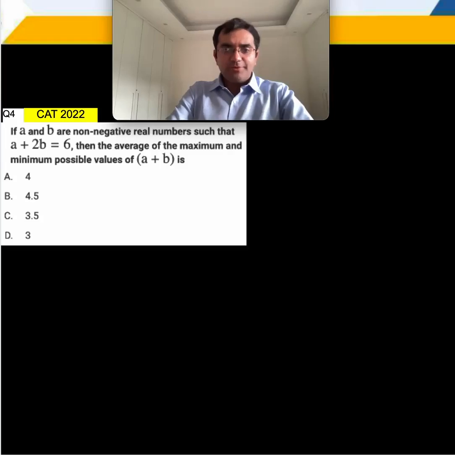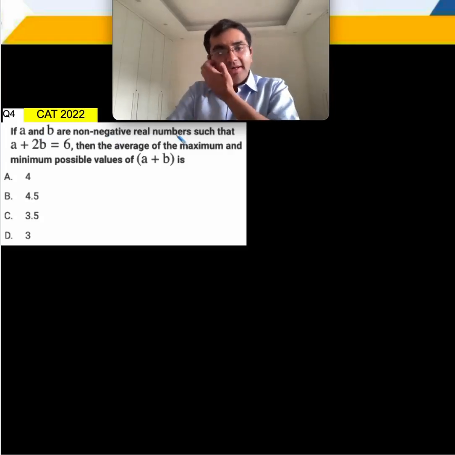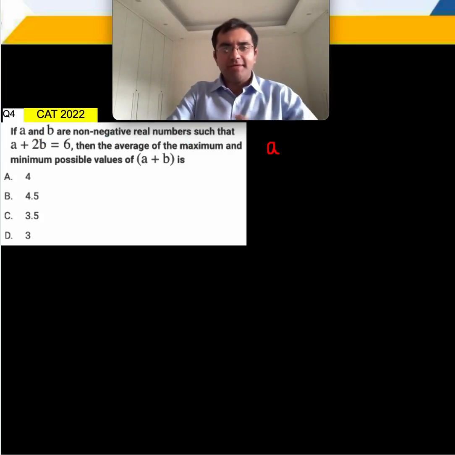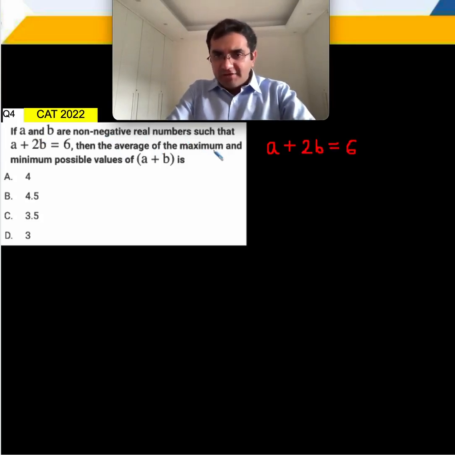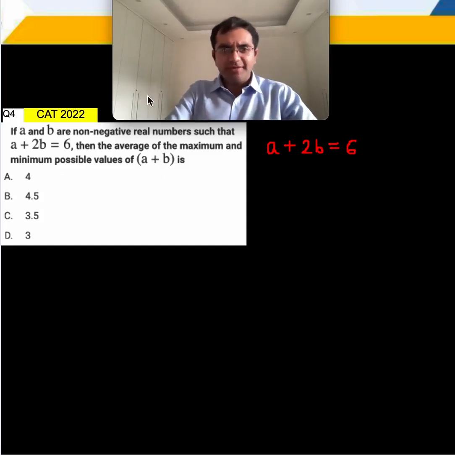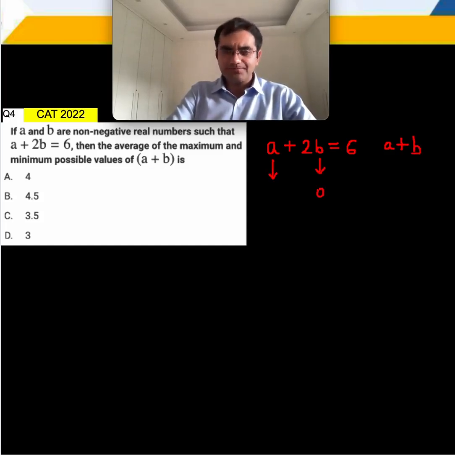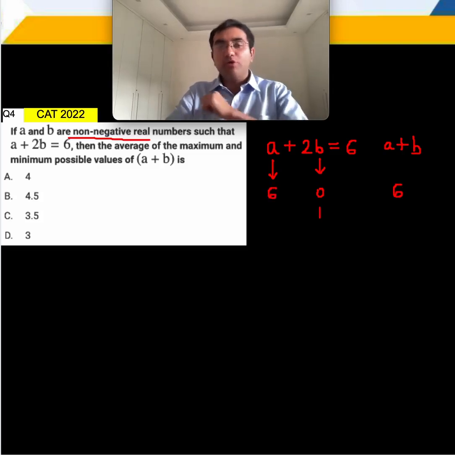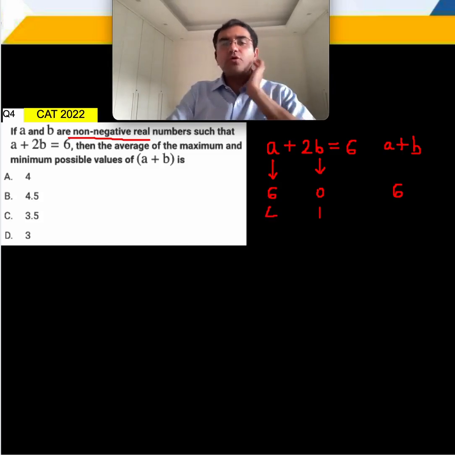From algebra you have A and B are non-negative real numbers such that A plus 2B is equal to 6. Non-negative रखना है. ठीक है. Average of maximum and minimum values of A plus B. So maximum and minimum चाहिए. Non-negative numbers हैं for A plus B. So we'll try one of these as 0. B को 0 रखो. A turns out to be 6 and A plus B is 6. B को 1 रखो. 6 - 2 4. A turns out to be 4 and A plus B becomes 5.